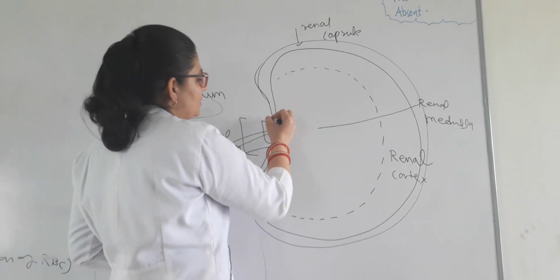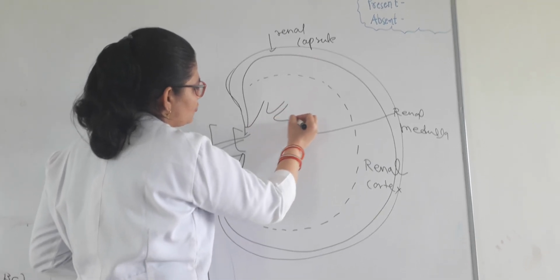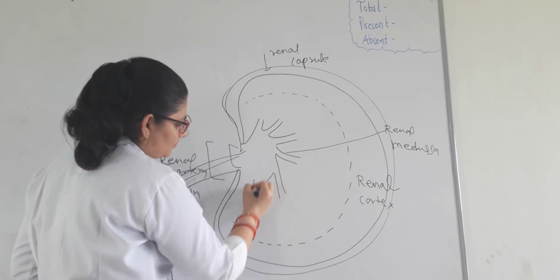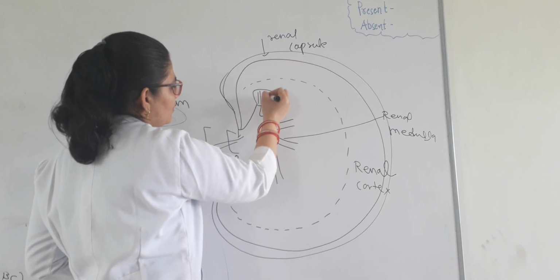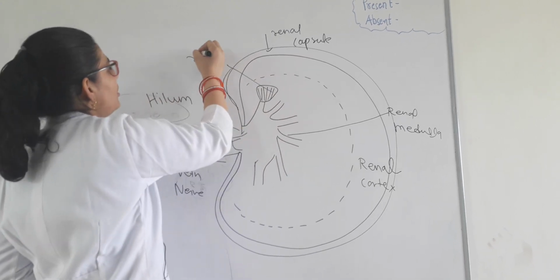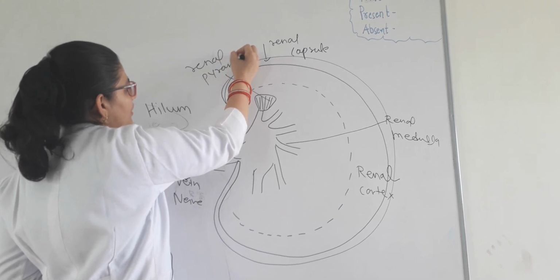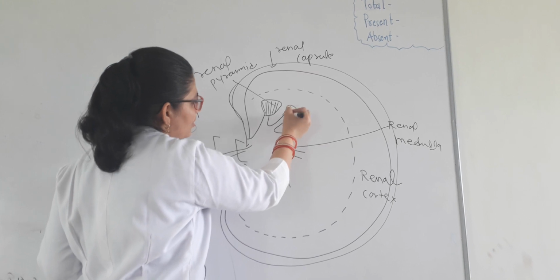Now we will see the structures inside. So first you can see there are branch-like structures present in the kidney. So this pyramidal shape is known as the renal pyramid. So approximately 8 to 16 pyramids are present here. So these are known as the renal pyramids.